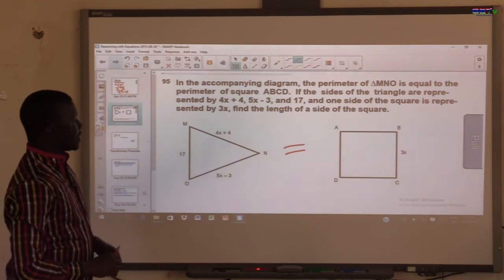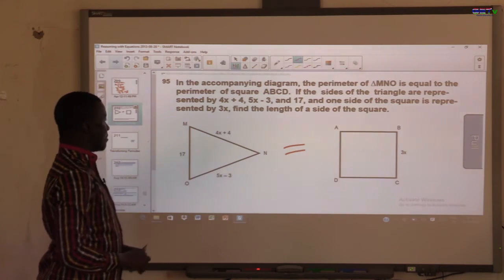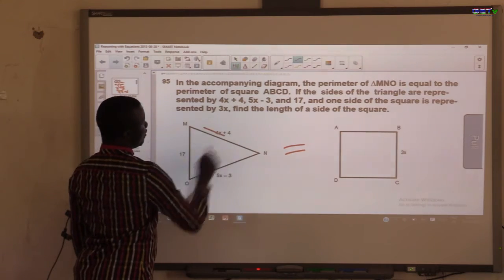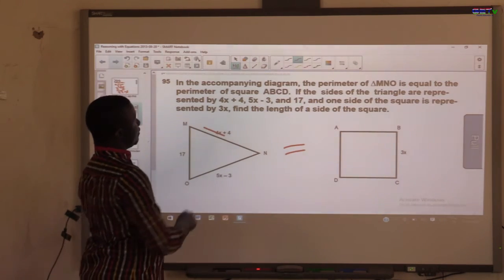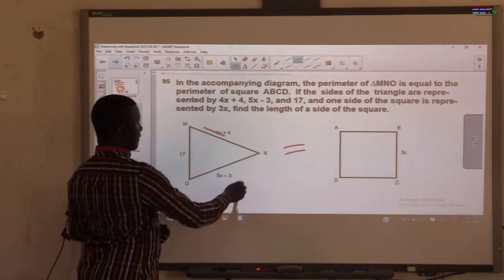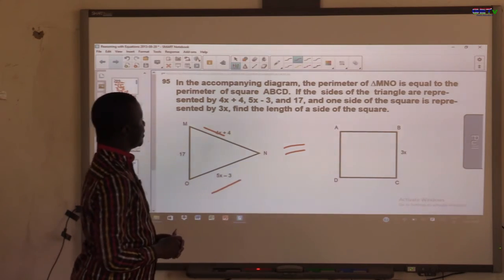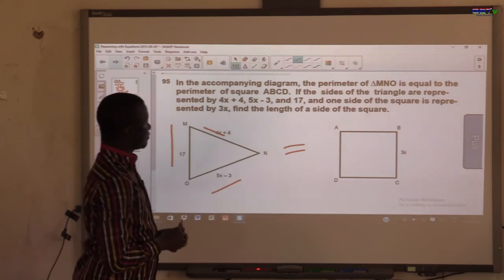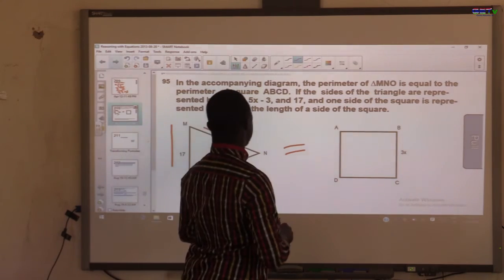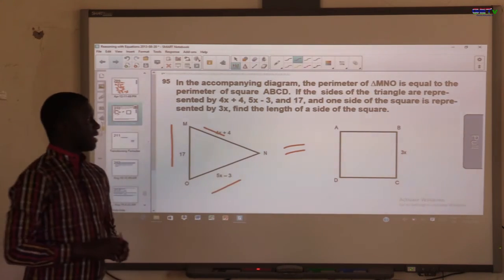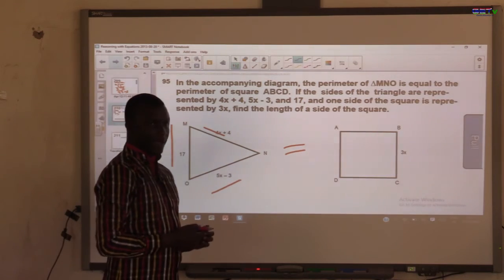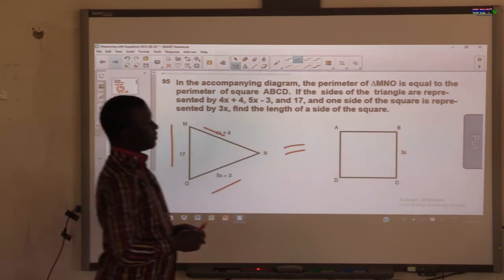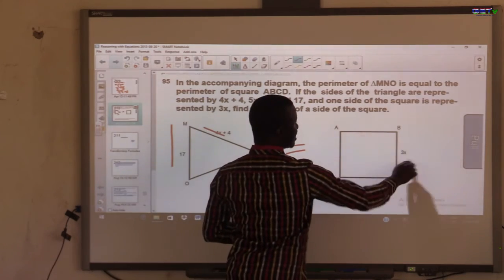If the sides of the triangle are represented by 4x minus 4, which is this side, 5x minus 3, which is this other side, and 17, which is side MO, and one side of the square is represented by 3x, find the length of a side of the square. The length of the side of the square is given as 3x.